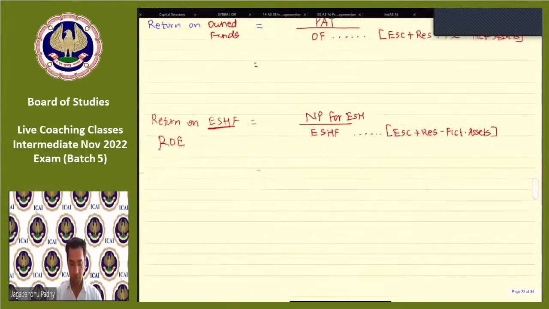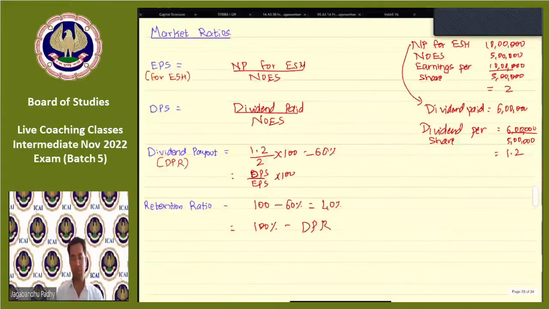Okay, we have seen this ratio. Then we have seen some of the market ratios, which were earnings per share, dividend per share, dividend payout ratio, retention ratio. Dividend payout was what percentage of your earnings you are paying out, and retention ratio is what percentage of earnings you are retaining with yourself.